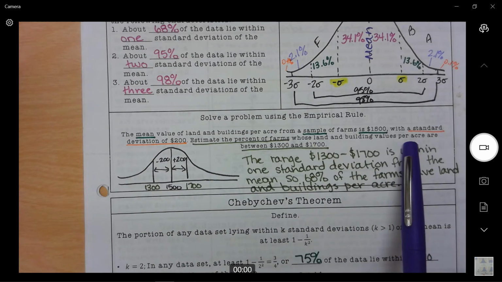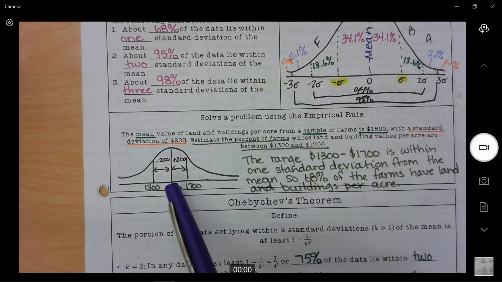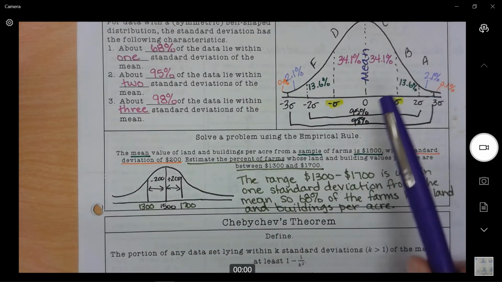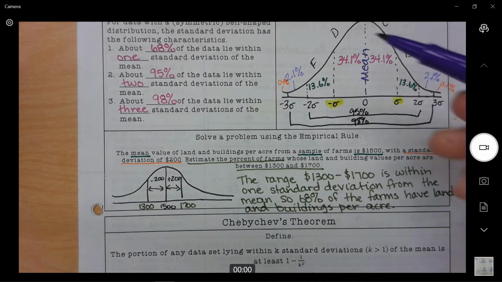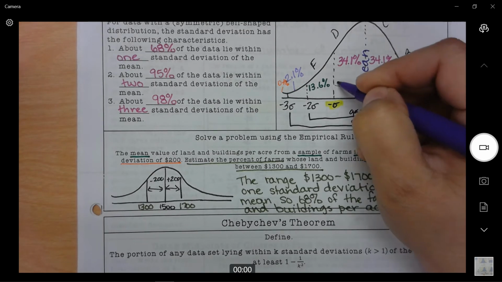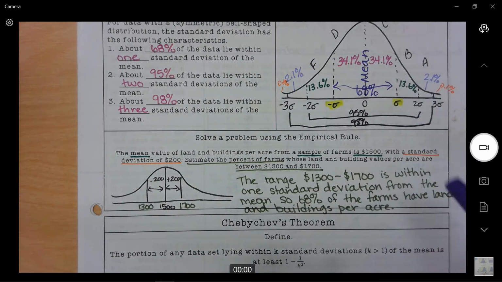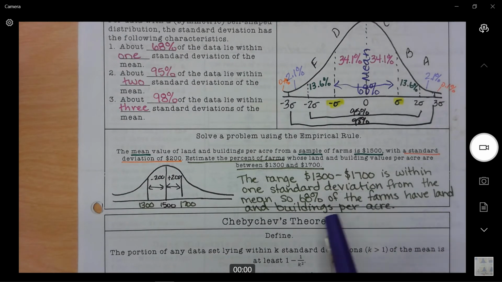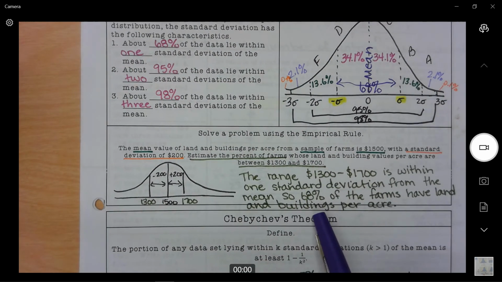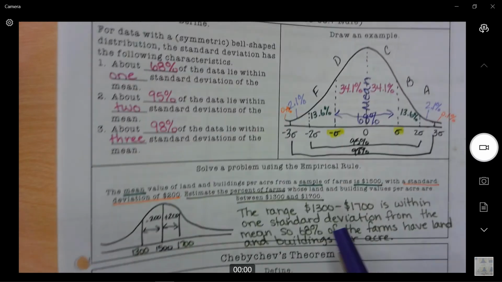So what they're wanting to know is what percentage is between 1,300 and 1,700. Well, that's that first step, this first direction right here, which was, again, the 68%. So that's what 1,300 to 1,700 is, within one standard deviation. So it's 68% of the farms.